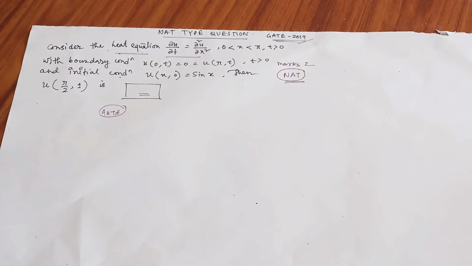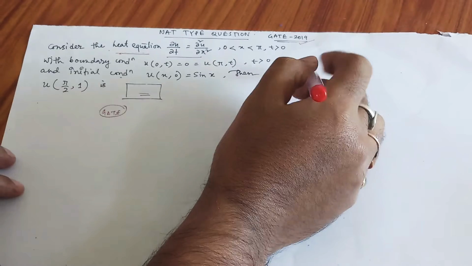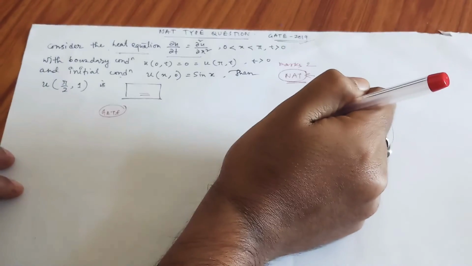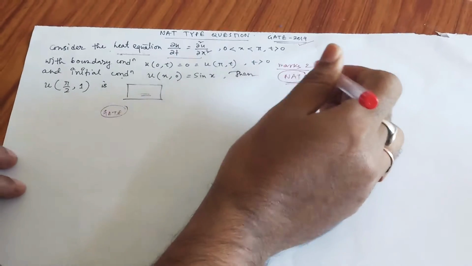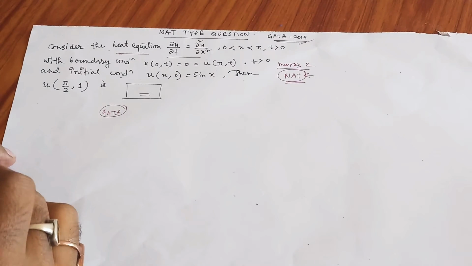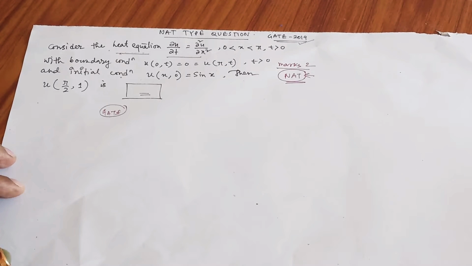This is a problem taken from GATE 2014's paper, a problem of the NAT section, that means numerical answer type questions. These are with 2 marks. Let's get started, but first of all I want to tell you why I have picked up this problem.